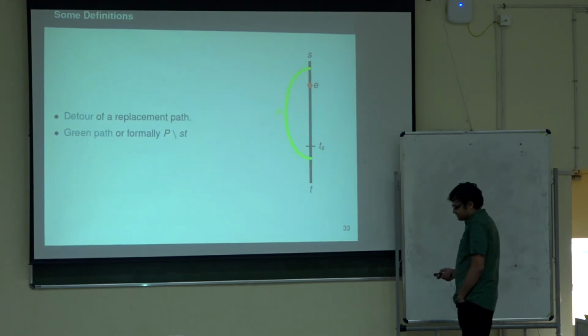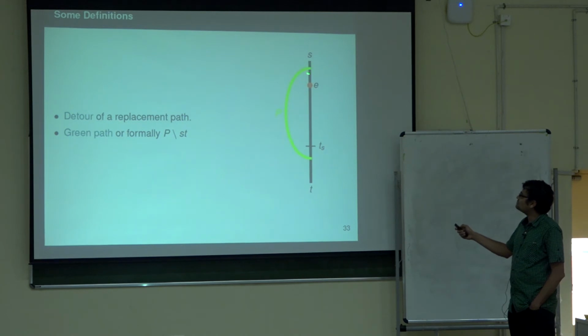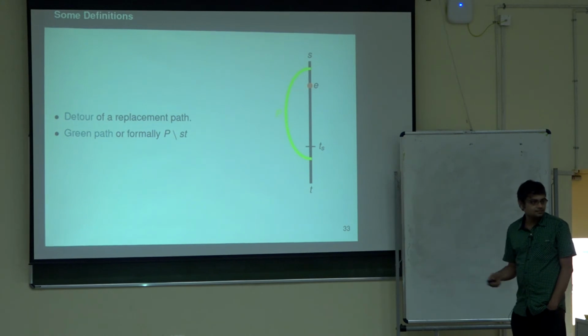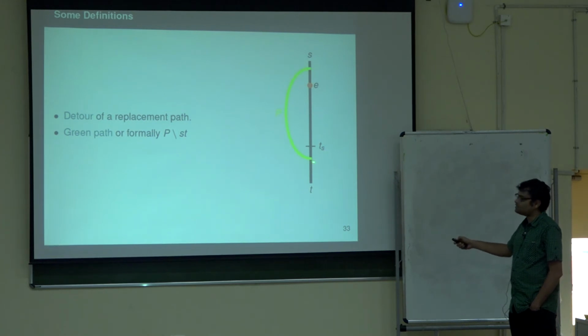And now let me define detour. So look, I want to find a replacement path that avoids this edge E. So it has to somewhere bounce off from this original ST path, and then again come back. So my detour is exactly this green path, or formally it is P minus ST. So the point from where it comes off the original path ST to the point where it finally merges.